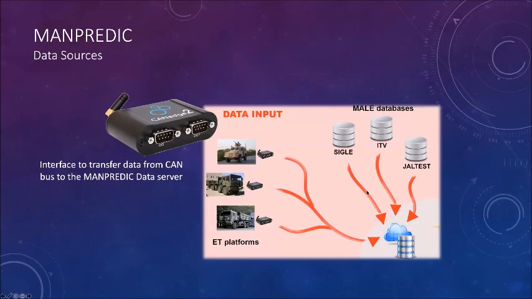This slide shows in detail the data sources involved in the ManPredict project. Each military track contains an onboard computer accessible through a CAN bus. CAN is the name of the bus that communicates the onboard computer with the standard computer. In order to get the information online, we need a device that connects to this CAN bus and communicates it with our servers.